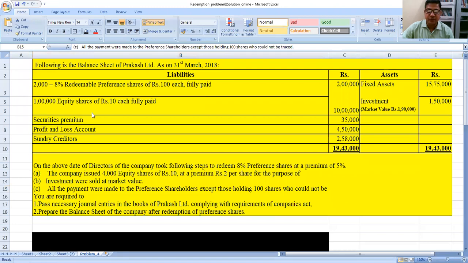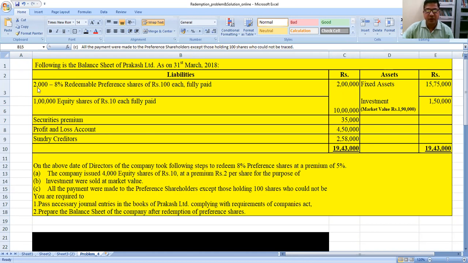Now on that basis we should prepare journal entries. आपल्याला काय तयार करायला सांगितलंय? You should prepare the journal entries and we have to prepare the balance sheet after redemption. आता एक लक्षात ठेवा इथे which one is a divisible profit? प्रॉब्लेम मध्ये divisible profit किती आहे? Which one is a divisible profit? Profit and loss account balance is a divisible profit.